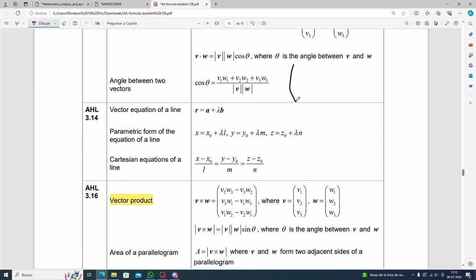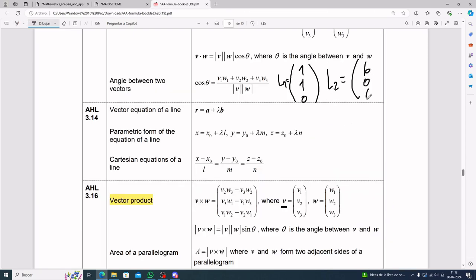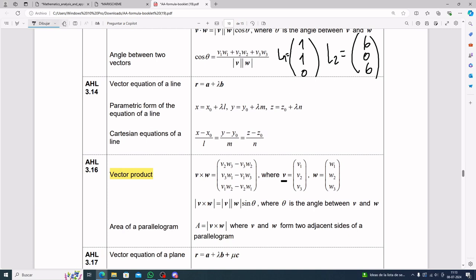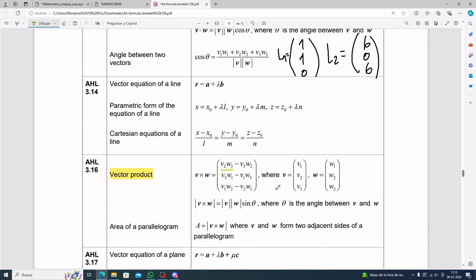So my first direction vector, the v, which we call L1: the direction vector of L1 is 1, 1, 0. And the direction vector of L2 is this guy here, it's going to be 6, 0, 6. Now if you plug into the formula for the vector product, following the procedure they tell us, for example, the one on the top left is V2 times W3, which is basically the second one of the first times the third one of the second.